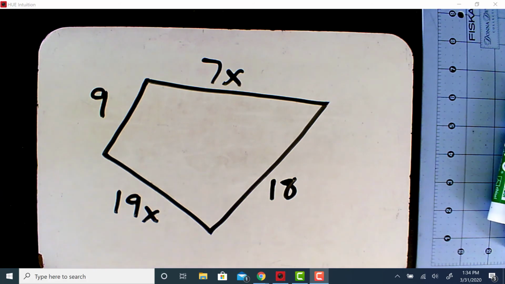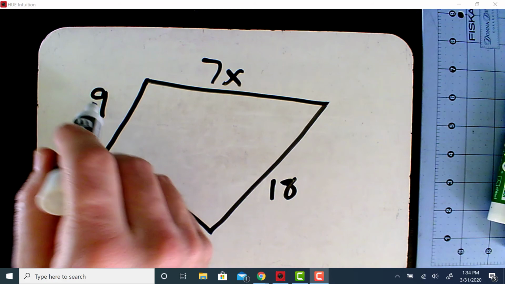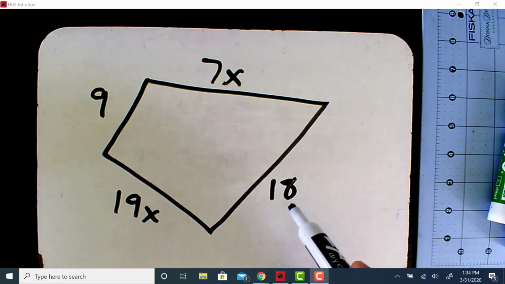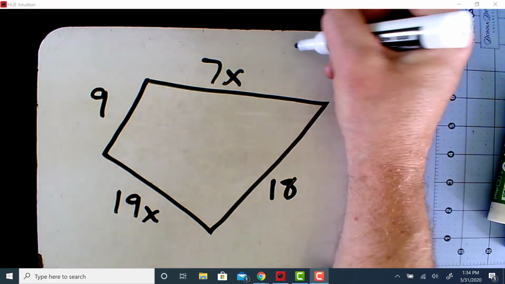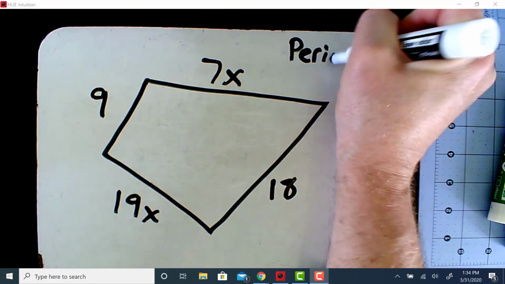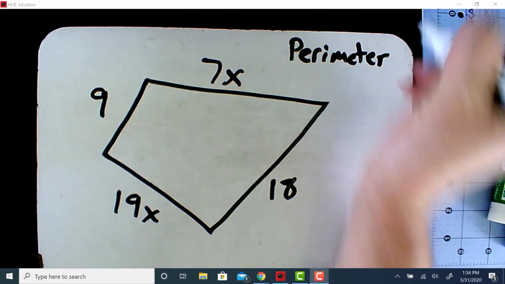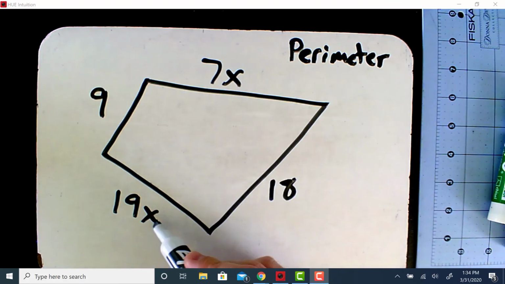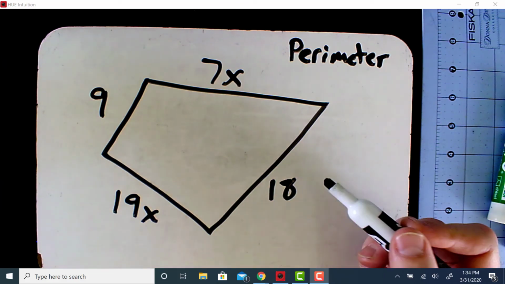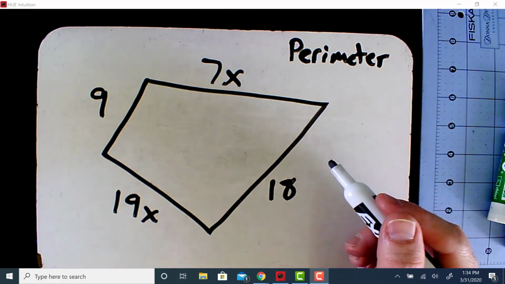One final example. This is putting a little more application onto it. We're mixing in a little algebra and geometry. Here I've got a picture of a quadrilateral. And this quadrilateral has sides that are 9, 19x, 18, and 7x long. Now, let's say I wanted to find the perimeter. I can't actually find the perimeter because I don't know what my x value is, but I can write an expression to represent the perimeter.